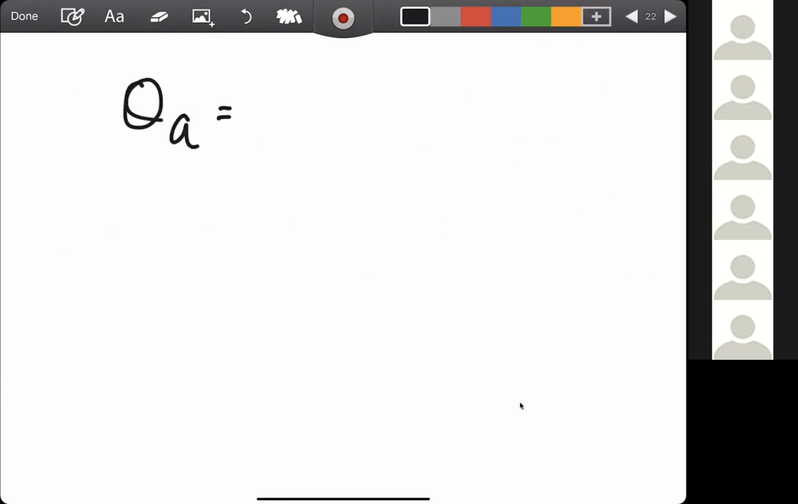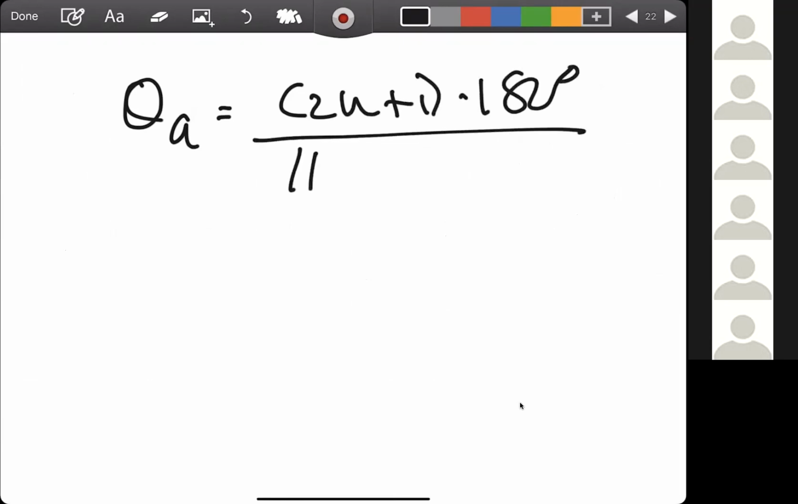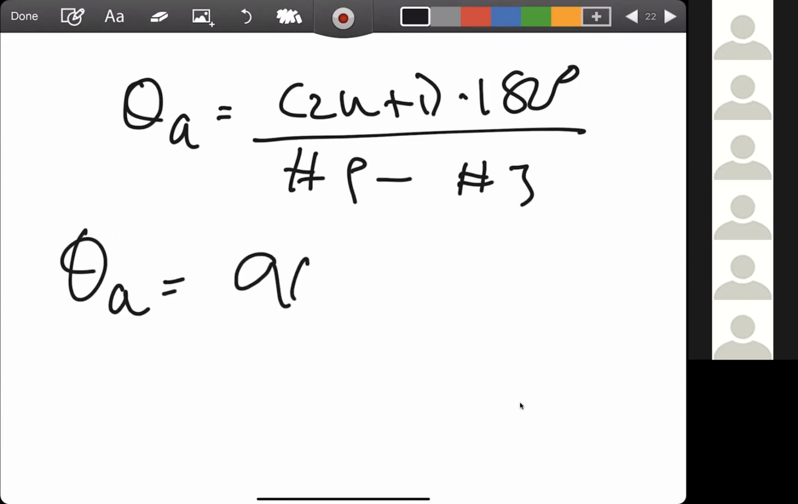Okay, so we have 2K plus 1 times 180 degrees, the formula, divided by number of poles minus number of zeros. So you get 90 degrees and 270 degrees.